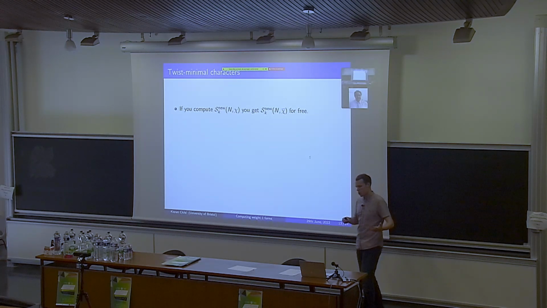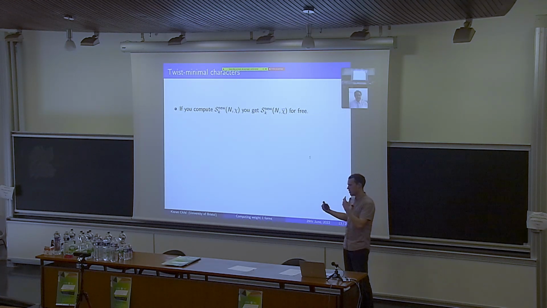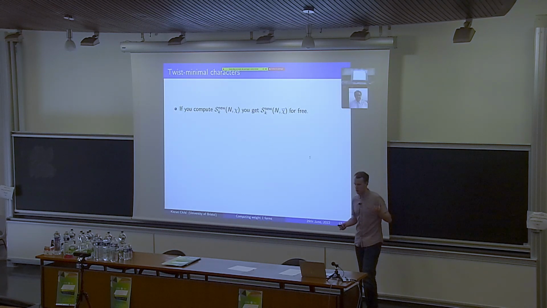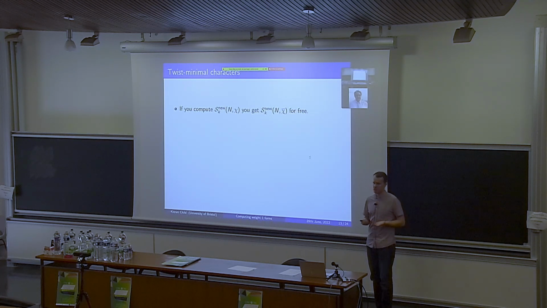So now I'm going to talk about the weight 2 computation. But before I start that, I'm going to talk about twist minimal characters. These have been important in both computations of all weights, and they allow us to significantly reduce the number of spaces that we actually need to compute.